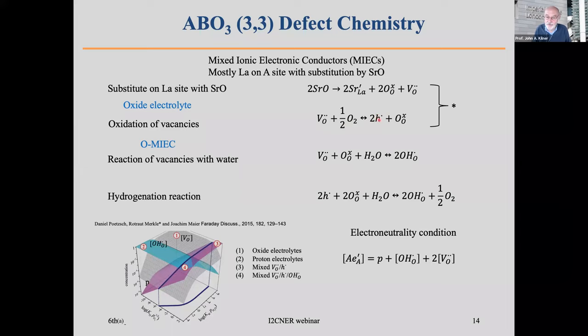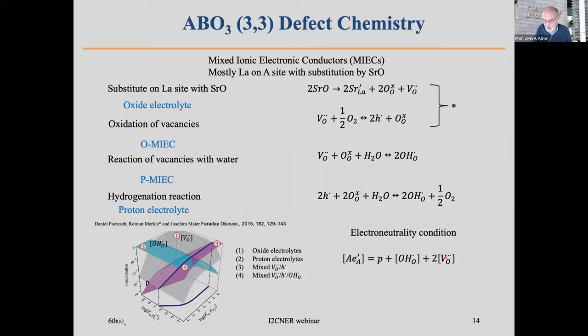And we now have a material where we have electronic conductors and ionic conductors, and we have one of these mixed ionic electronic conductors. Also, for completeness, it's also possible to react vacancies with water to produce protonic mixed ionic electronic conductors, or even full hydrogenation to produce protonic electrolytes. And the neutrality condition for most of these 3-3 perovskites is that the substitutional is balanced by holes, protons, and oxygen vacancies. In all these materials, these three mobile species will occur. Their prevalence has been worked out in a paper by Roger Merkle and Joachim Maier. But we will get them to a greater or a lesser extent.